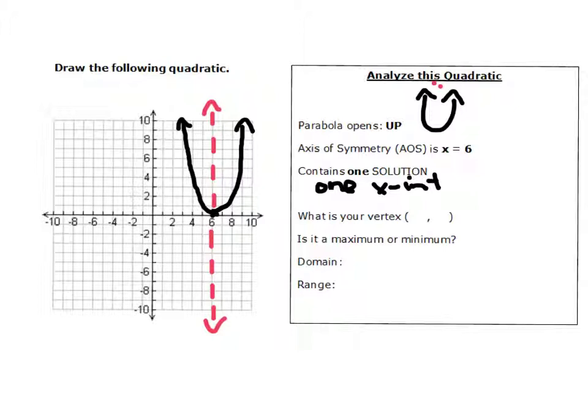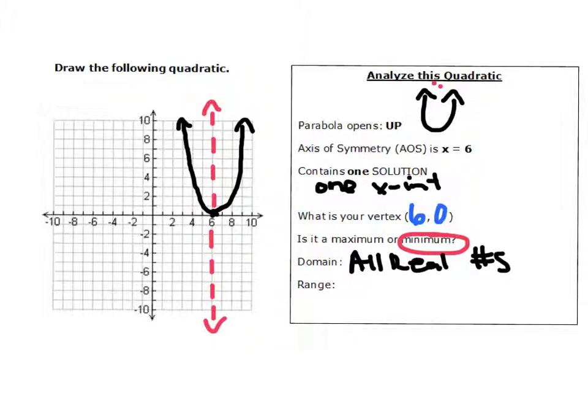So notice, what is our vertex then? Our vertex is 6, 0. Because that creates a one solution situation on our picture. Is this a maximum or a minimum? It is a minimum. Domain, hopefully we remember, is all real numbers.